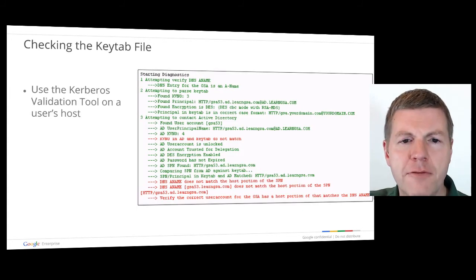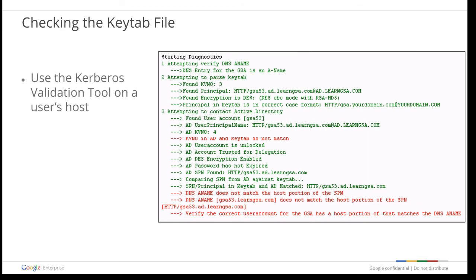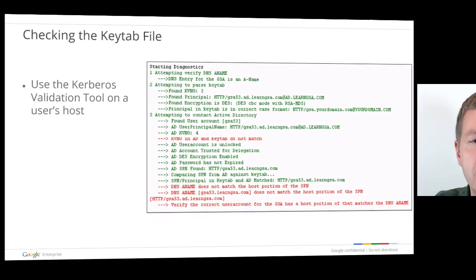To test your keytab file, you can use the Kerberos validation tool, which can be downloaded and installed on your machine. This is available as part of the GSA admin toolkit, along with the GSA Kerberos test client written in Java. And the GSA documentation for troubleshooting Kerberos lists several other tools you may find useful.